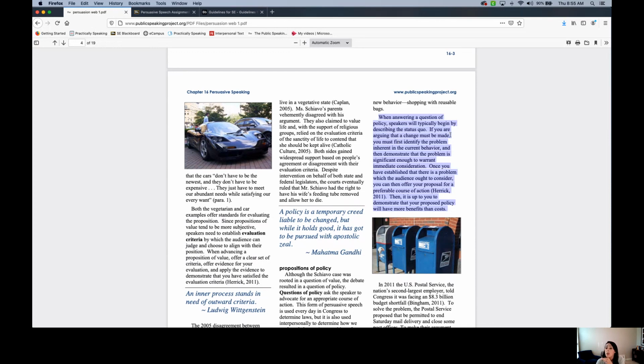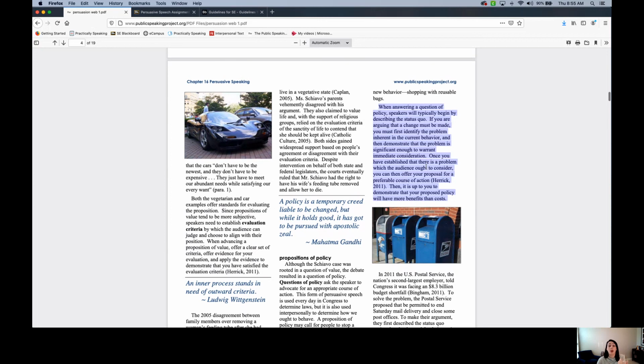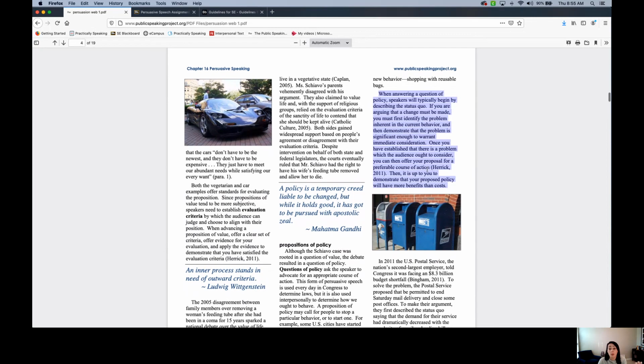Okay, if you're arguing that a change must be made, you must first identify the problem inherent in the current behavior. That's the status quo. And then demonstrate that the problem is significant enough to warrant immediate consideration. Once you have established that there's a problem, the audience is convinced that they should consider it, then you offer your proposal for a different course of action. It's up to you to demonstrate that the proposed policy will have more benefits than costs.